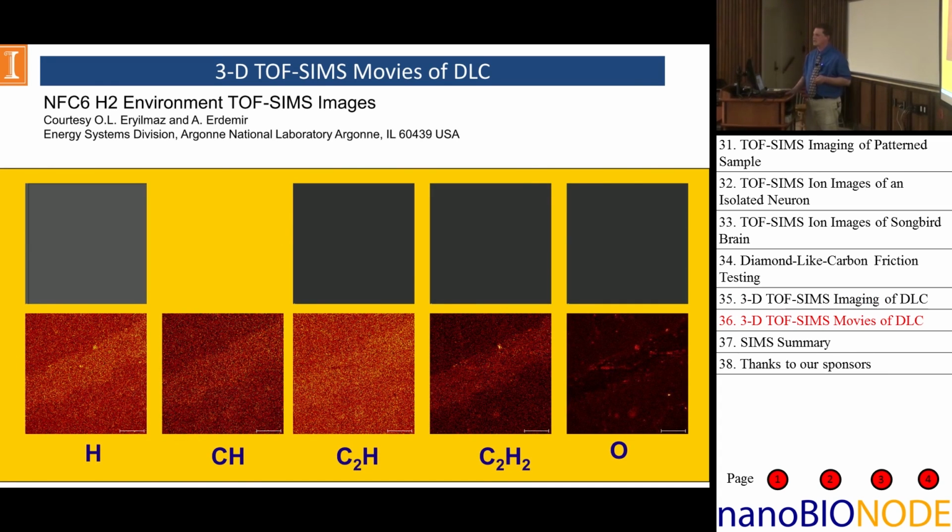You can also take a series of depth profiles and make a movie out of it. This first column is for hydrogen, and then we have CH2, C2H2, and oxygen, with the wear track doing a depth profile.